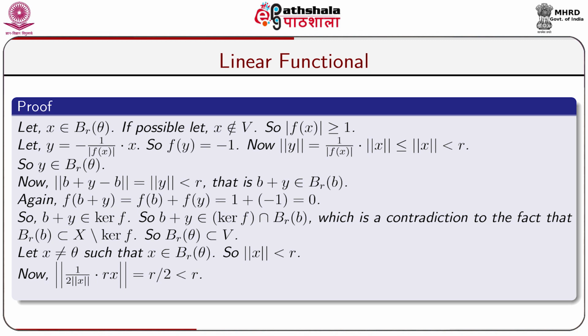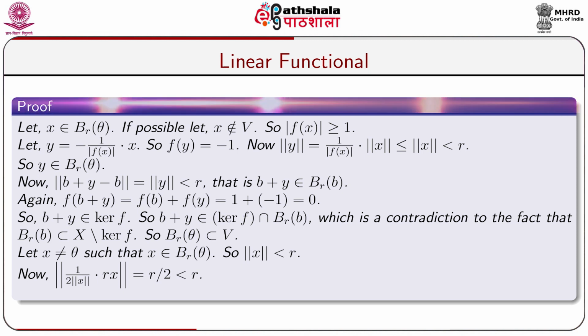Now, let us calculate norm of (b plus y) minus b, that is equal to norm of y, which is less than r. So, b plus y belongs to B(r, b), because norm of (b plus y) minus b is strictly less than r. That means b plus y is within the open ball centered at b with radius r. Again, f(b plus y) is equal to f(b) plus f(y).